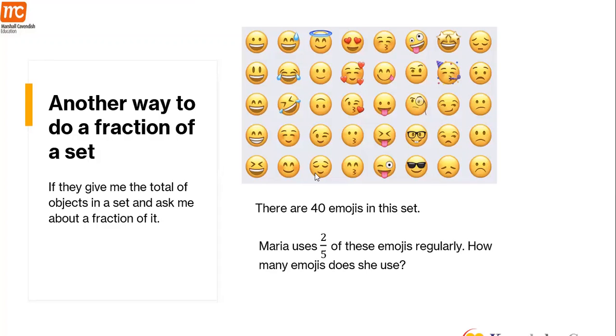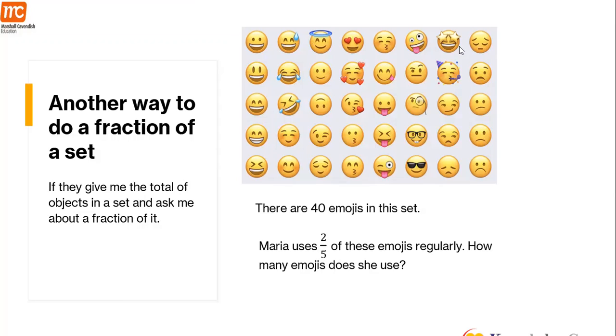First of all, there are 40 emojis in this set. And they're telling me that Maria uses 2/5 or 2 out of 5 of these emojis regularly, but there are 40 of them. How do I do that? Well, this is telling me that 40, my total amount, is divided into 5 parts, 5 equal parts. Remember that fractions are always equal parts. So now I know that 40 is divided into 5 equal parts. And Maria is using 2 out of those 5 parts.